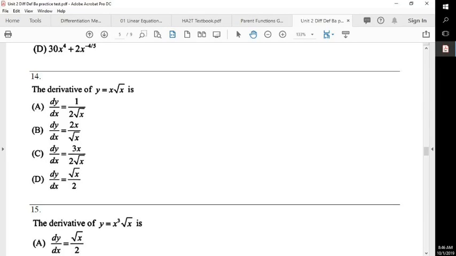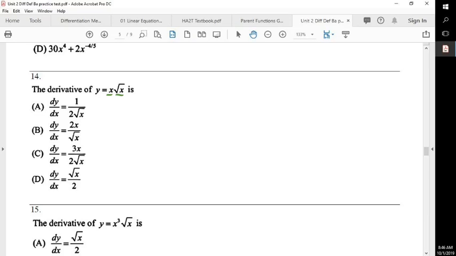Number 14. All right, I have a problem with this problem because it has answers that are unsimplified. You'll never find that on the AP exam, but regardless, let's just do this. All right, since there's two different functions, you could use the product rule.